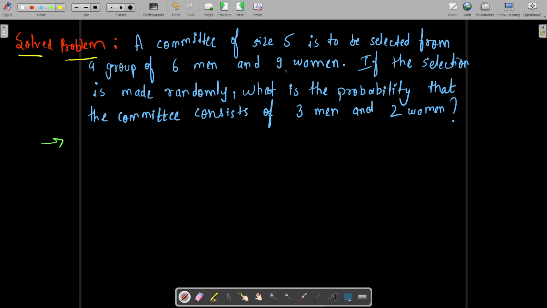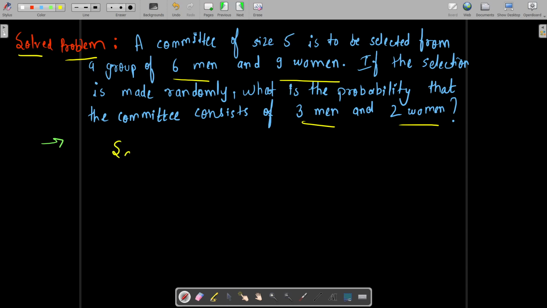The problem says that a committee of size 5 is to be selected from a group of 6 men and 9 women. Here maybe the committee spelling can be wrong, but let's ignore that. If the selection is made randomly, what is the probability that the committee consists of 3 men and 2 women? In total, the target is to make a committee of 5 people, including men and women. And in total, we have 6 men and 9 women. So in total, we have 15, right?